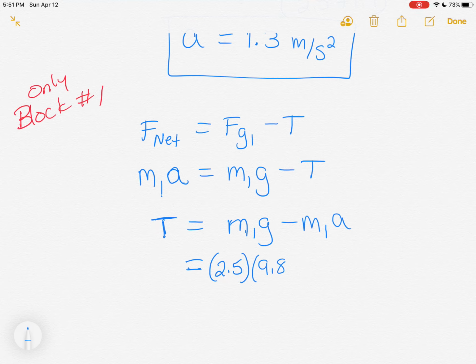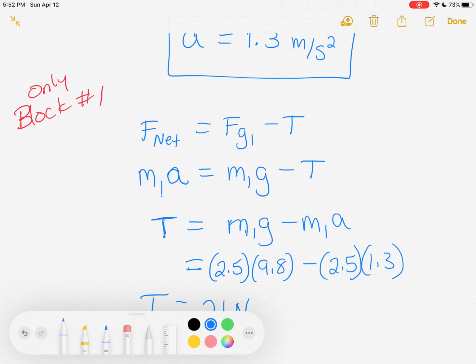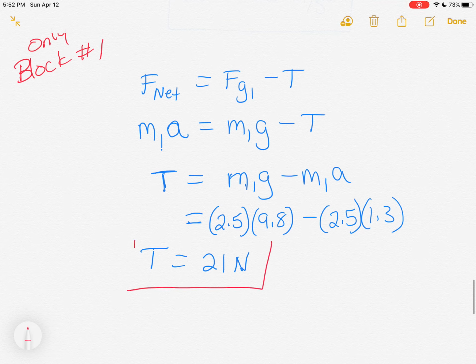Then we're just going to sub in our values here. Block number 1 again was 2.5 kilograms, and our acceleration, we calculated already, was 1.3. And so we got a tension of 21 newtons. That's our final answer for tension. So we've got our 21 newtons.